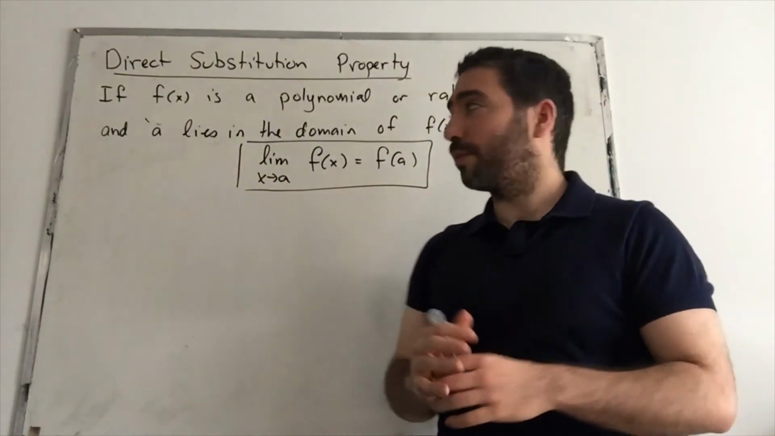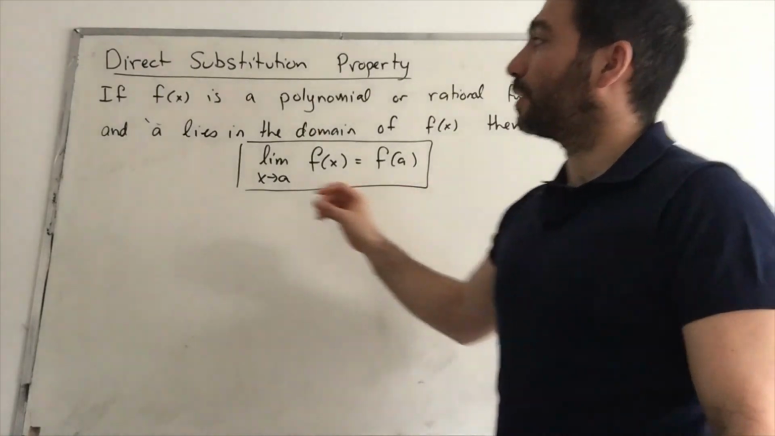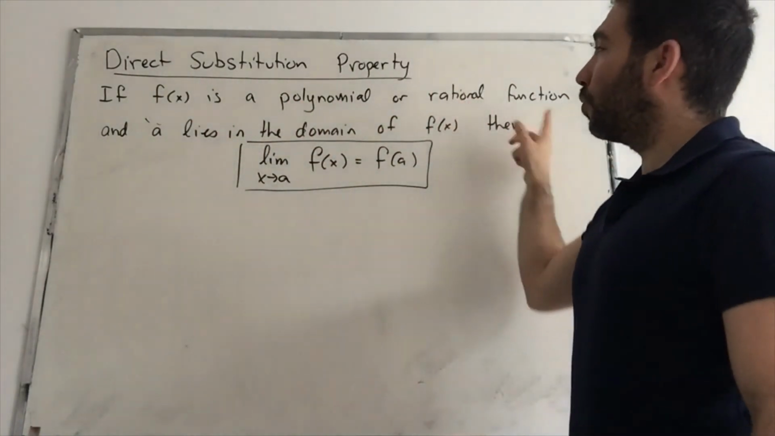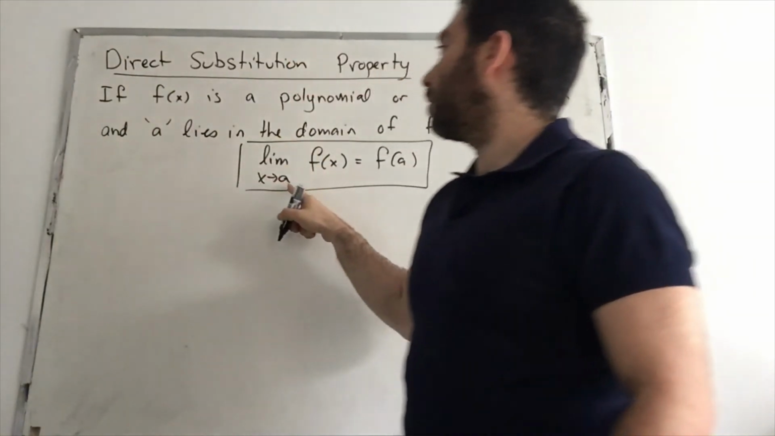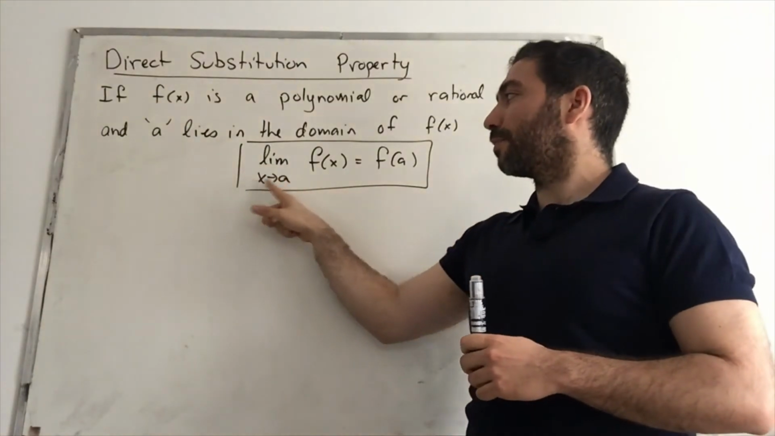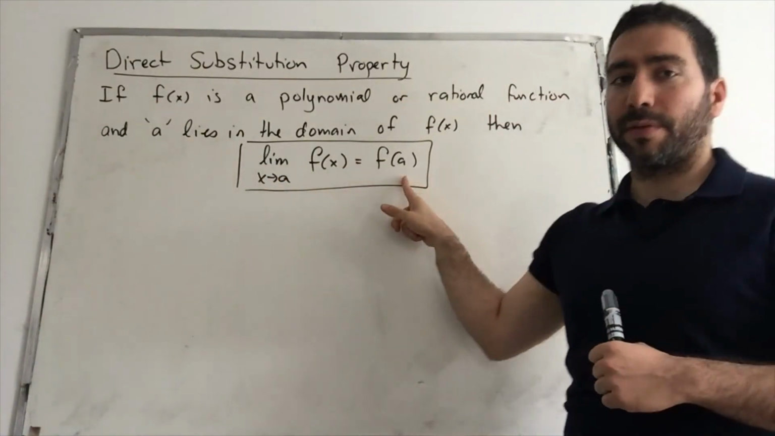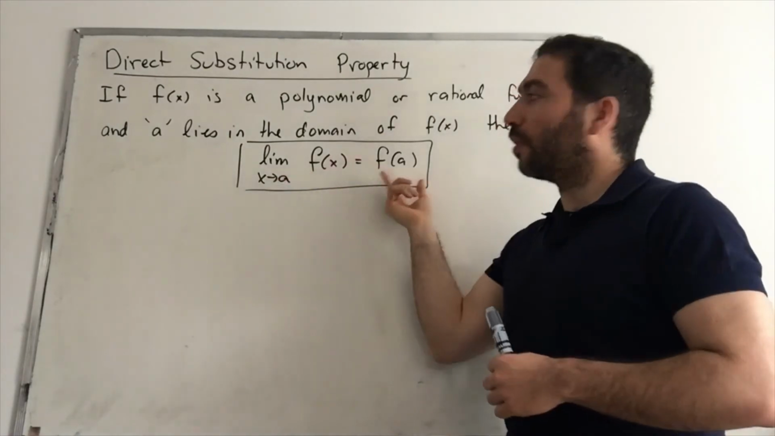We've actually seen this already and we've applied it in a previous example. The direct substitution property states if f of x is a polynomial or a rational function and the number a lies in the domain of f of x, then the limit as x approaches a of f of x is equal to f of a. So we're essentially just substituting whatever x is approaching into our function.